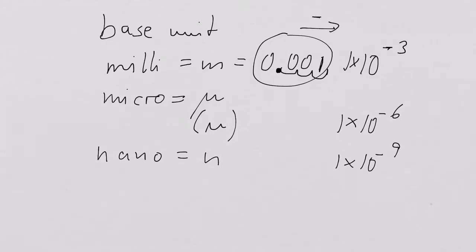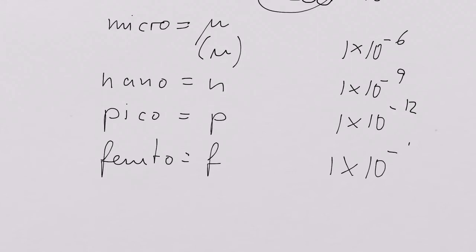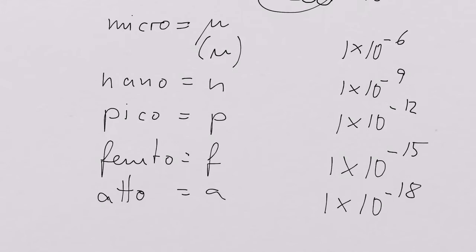Next one. Pico. P. 1 times 10 to the minus 12. Next one. Femto. 1 times 10 to the minus 15. Next one. Atto. 1 times 10 to the minus 18. Okay, good. So we've established that, yeah?